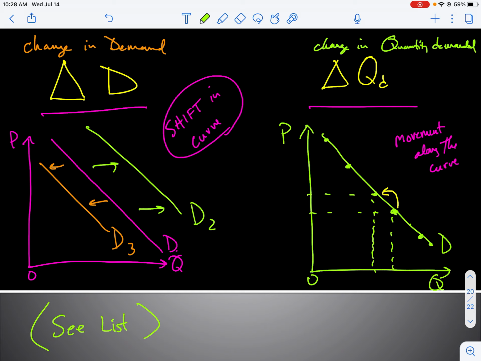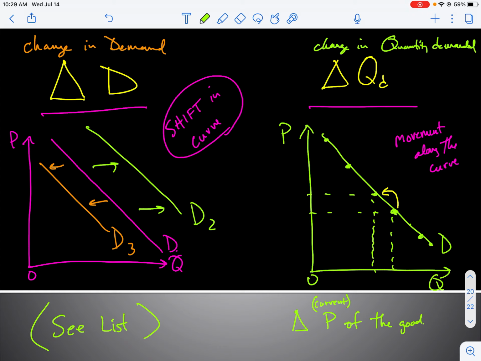What's the only thing that moves you from one point on the curve to another point on the curve? A change in the price of the good. You could even say the current price. A change in the current price of the good. Because we do know on the list there's the change in expectations about the future price. That can shift the demand curve. But the one big thing that is not on that list that we talked about previously is a change in the current price of the good.